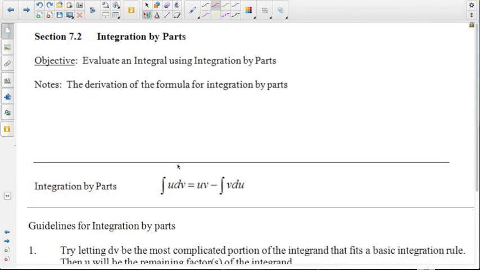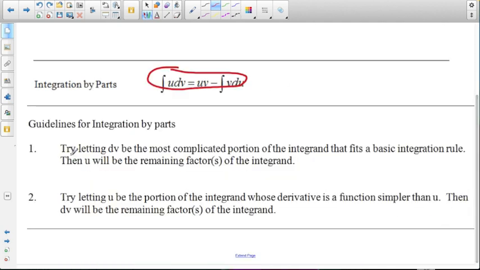Just to remind you, the basic expression for integration by parts, being able to integrate a product of two functions, is the integral of u dv equals u times v minus the integral of v du. And also these guidelines, just to refresh our memory: we let dv be the more complicated portion, and we let u be the less complicated portion, but really the one where we can easily take the derivative and get a simpler expression. So keep that in mind as we go into these examples.